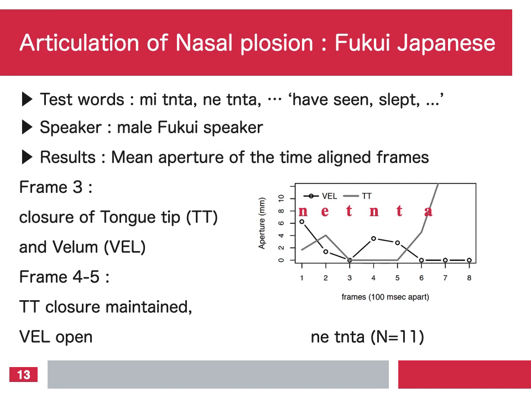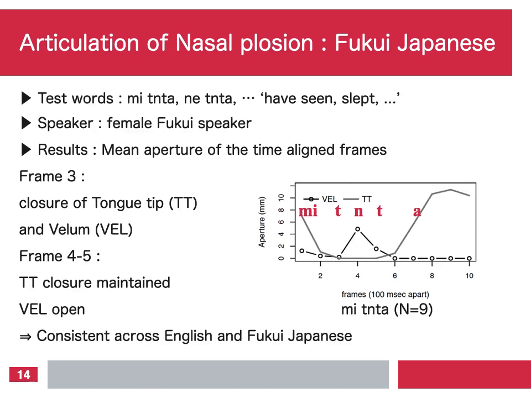Again, at frame 3, tongue tip and velum are closed, and at the following 2 frames, 4 and 5, tongue tip is closed and velum is opened. Please look at the result from another speaker of Fukui Japanese. Again, at frame 3, both tongue tip and velum are closed, and at the following 2 frames, only velum is opened. So, the results are consistent across English and Fukui Japanese.